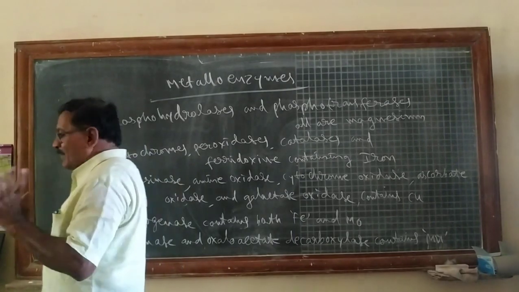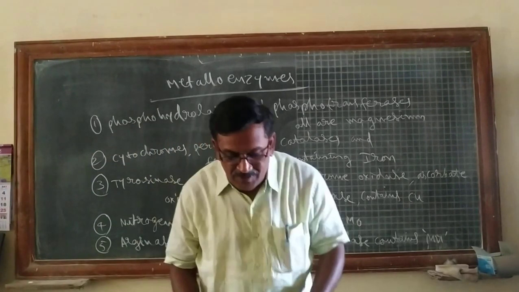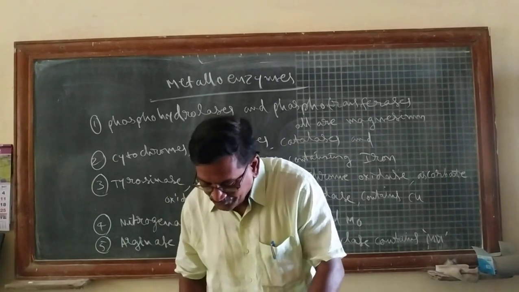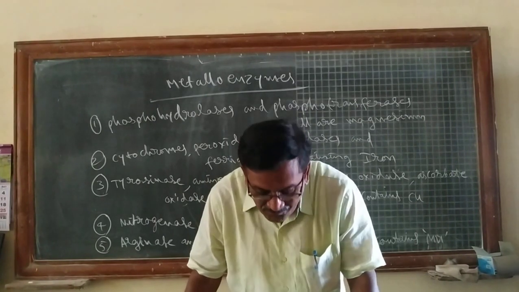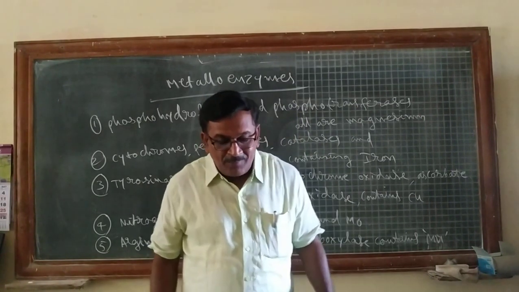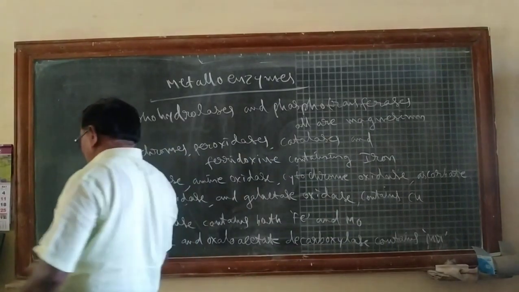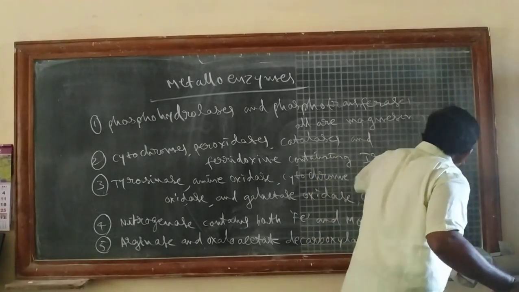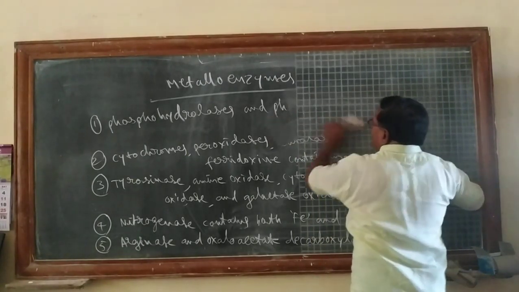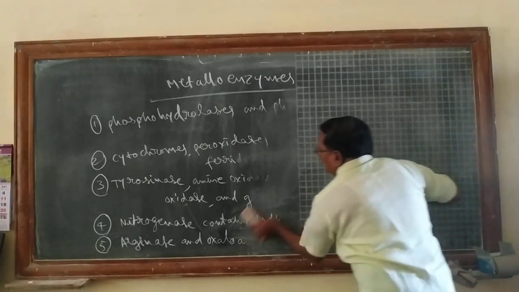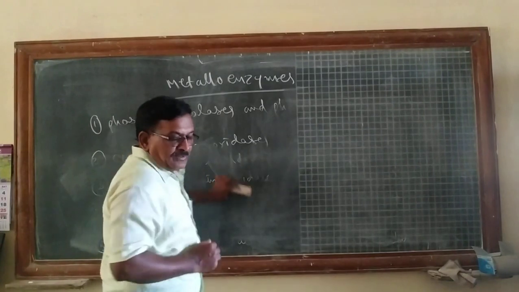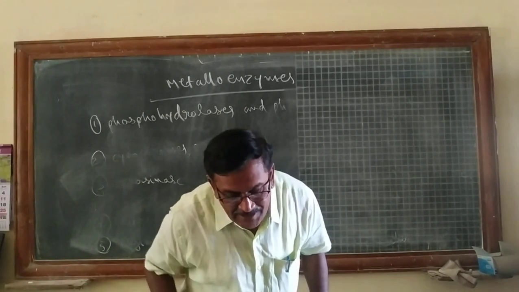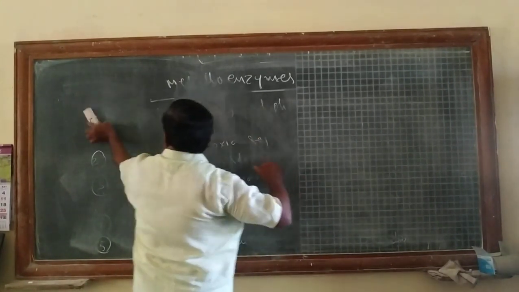The different functions of the metallo enzymes: the first one is carbonic anhydrase, the second one is carboxypeptidase, the third one is peroxidases, the fourth one is catalases and the fifth one is cytochrome P450.